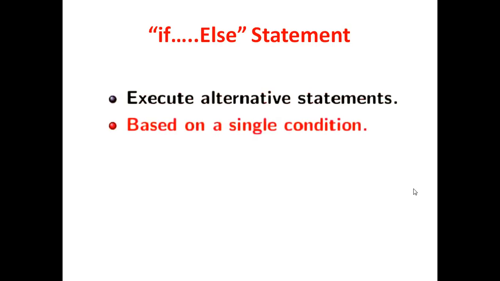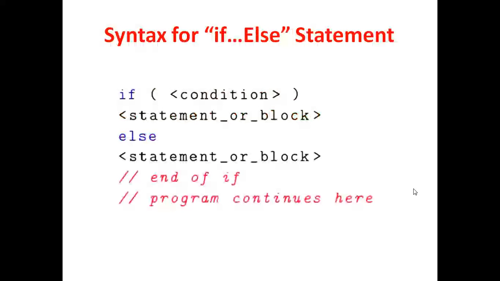Now we'll see the if else statement, which executes the alternative statements: if the if block is not true, it will execute the alternate statement based on a single condition. Therefore, we have only one condition for checking. We'll see the syntax of that. In the if else statement, if the condition is true, then the statement or block will be executed. If the condition is false, the else part will be executed, and after executing the else part, the rest of the program will be executed.